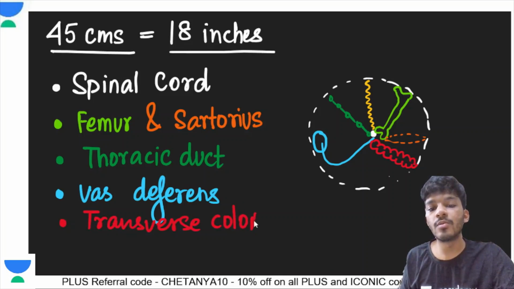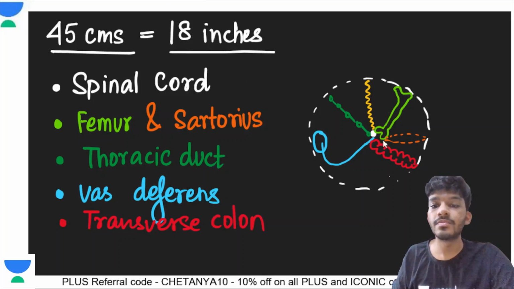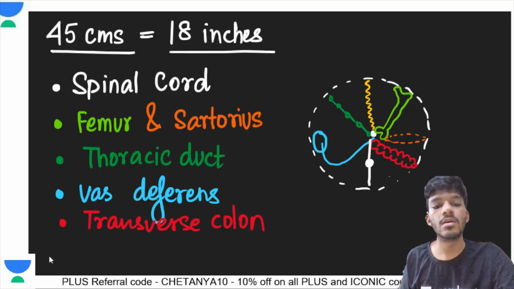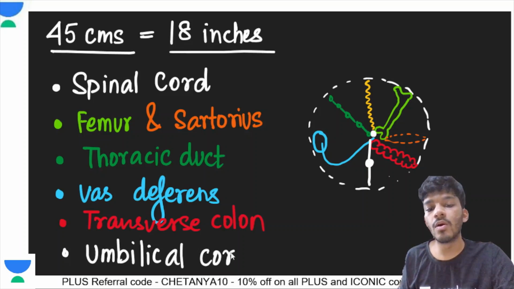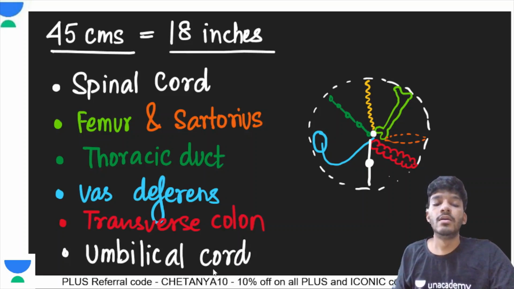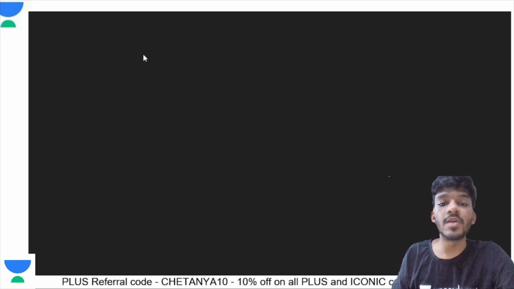And the last structure that I'm going to make is the umbilical cord. Okay, so how will we make the umbilical cord? Making it like this. Yeah, although this is not a very good representation of the umbilical cord. So two cords, the spinal cord and the umbilical cord. Okay, those are the structures that are 18 inches in length. Now, the next thing that is sometimes asked is 15 inches.